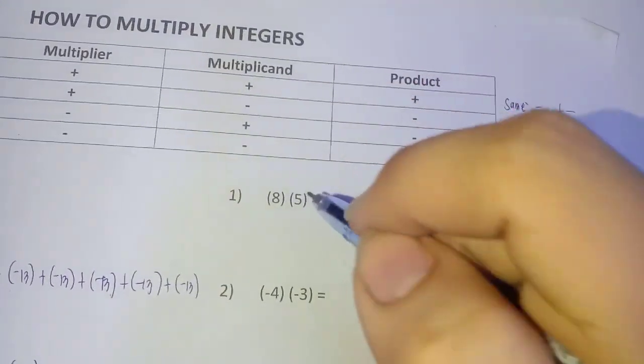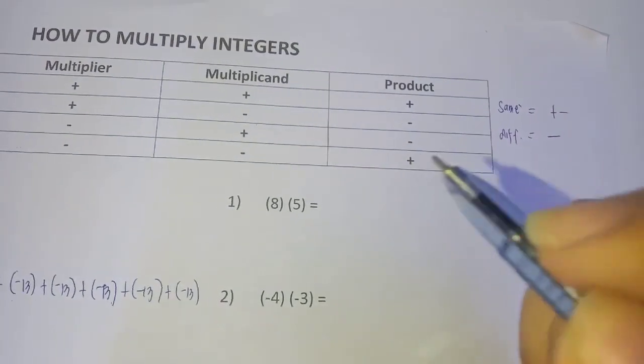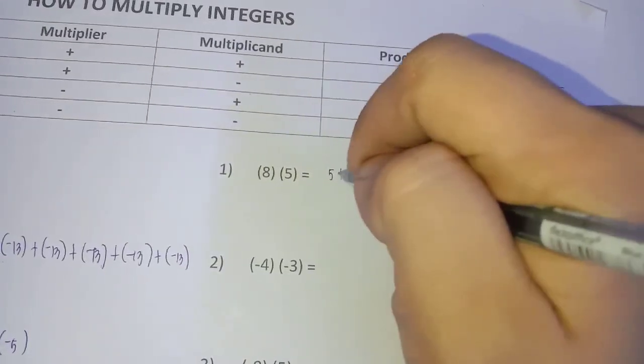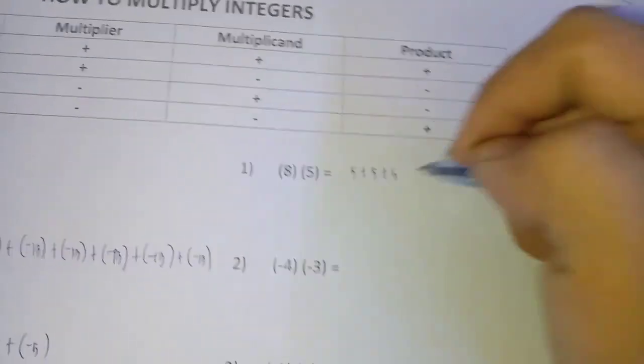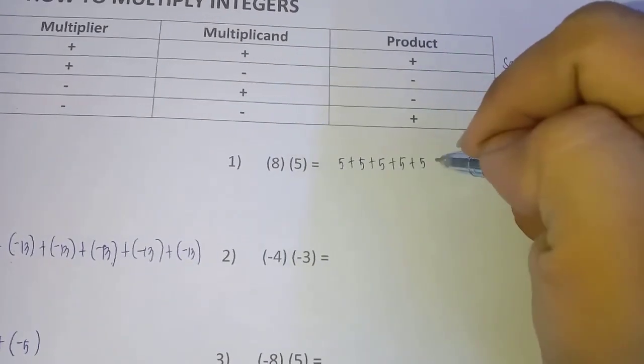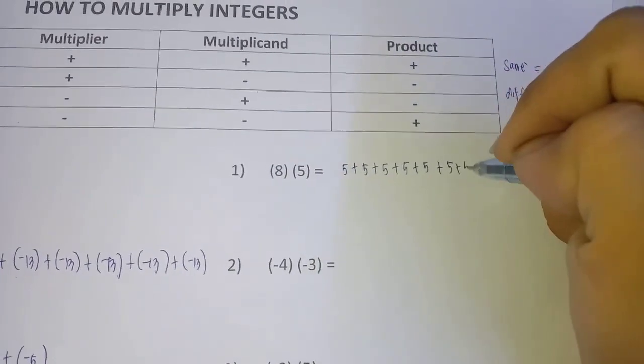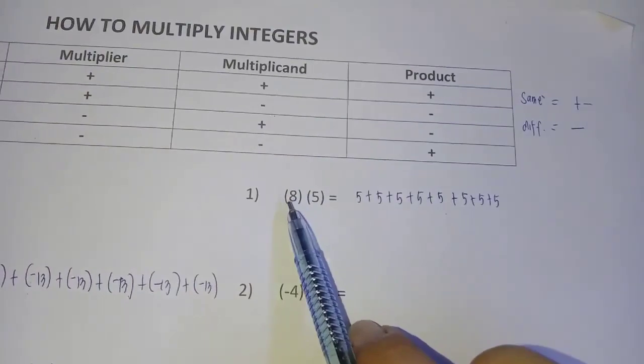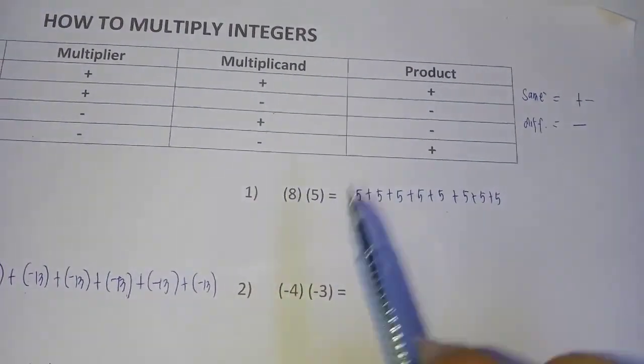That means this process, which is 8 times 5, is also the same as 5 plus 5 plus 5 plus 5 plus 5 plus 5 plus 5 plus 5. We're adding 8 5s, or that is 8 times 5.